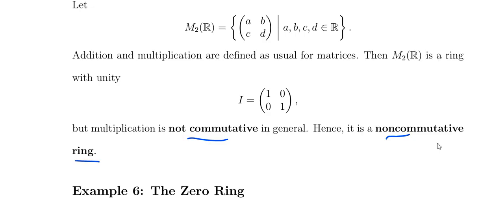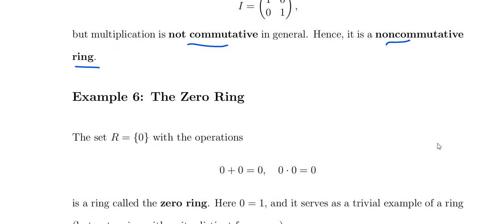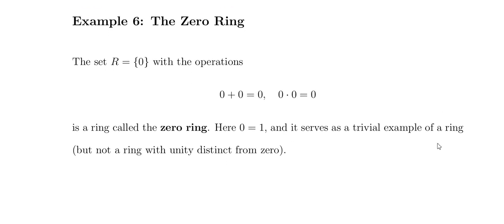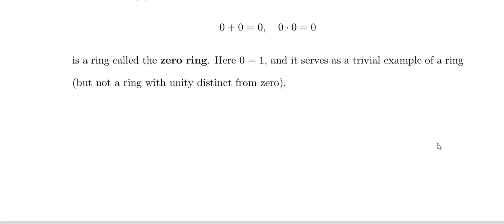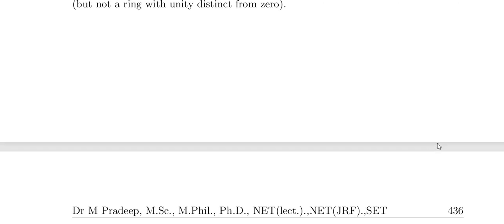Similarly, the zero ring: R equal to 0, only the 0 with the operations. This is called the zero ring example. Here 0 plus 0, 0 dot 0 equal to 0, so the ring is called the zero ring. And 0 equal to 1 serves as the trivial example of a ring, but not a ring with unity, since unity must be distinct from 0. So here 0 is not equal to 1.